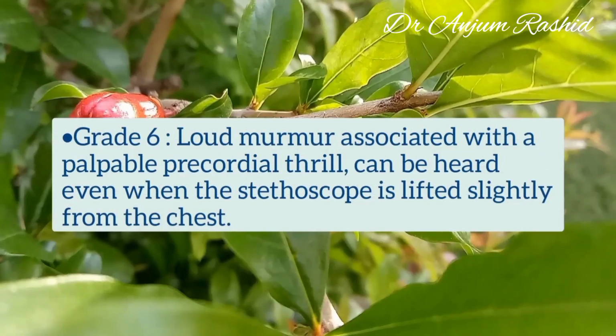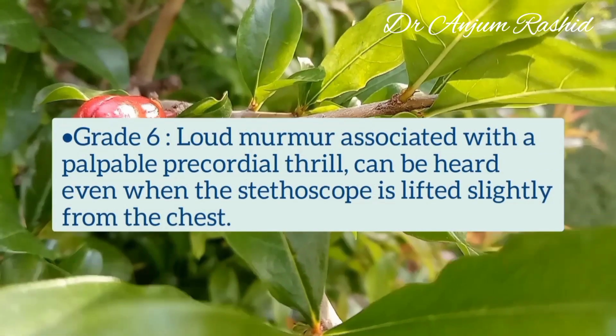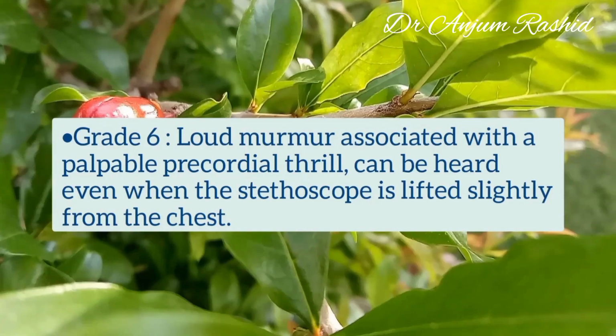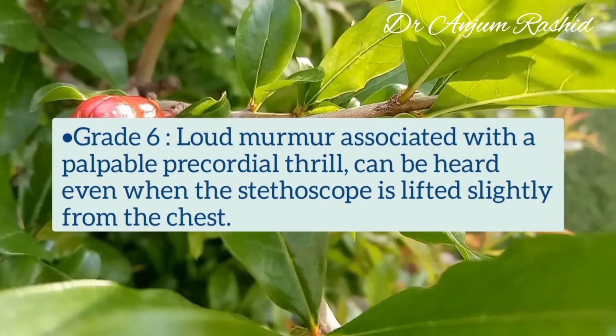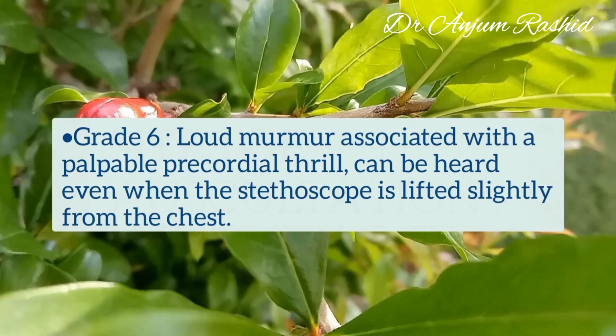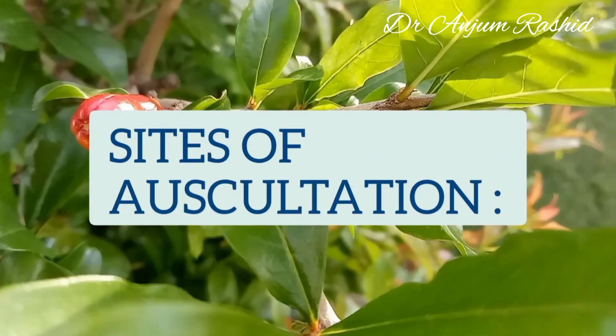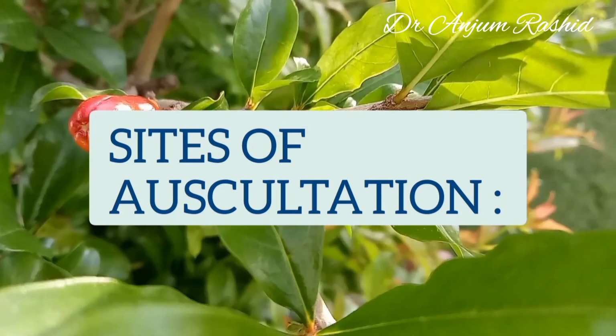Grade 6 murmur. It is a loud murmur which is associated with a palpable precordial thrill and this murmur can be heard even when the stethoscope is lifted slightly from the chest. Next I will discuss the sites of auscultation of murmurs.